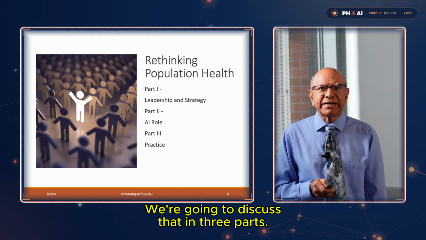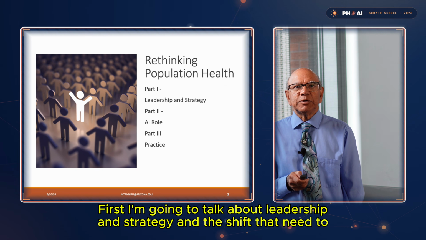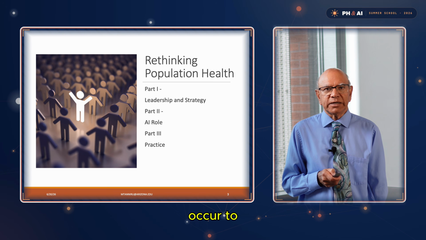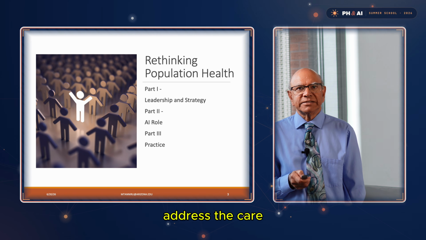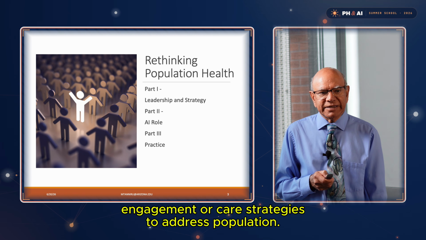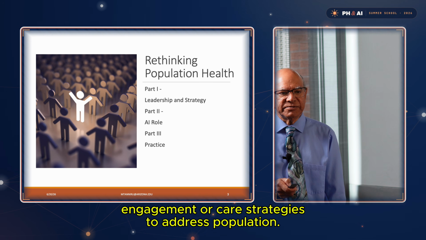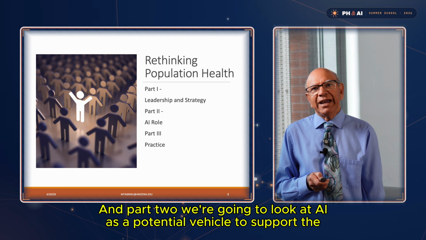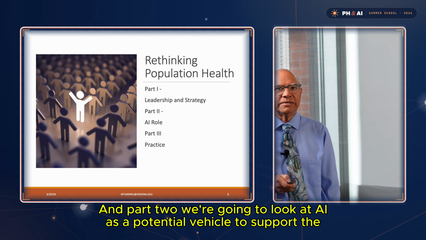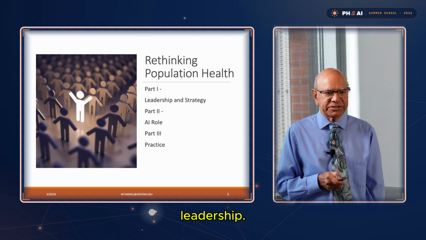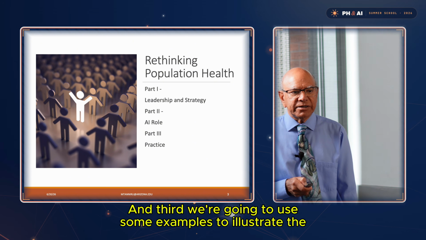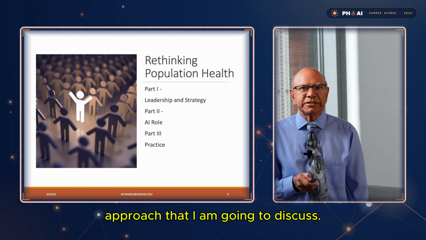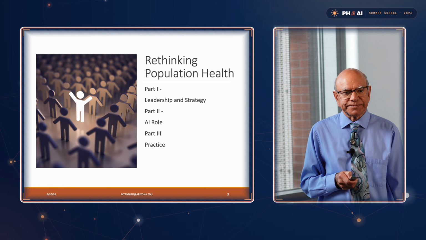We're going to discuss that in three parts. First, I'm going to talk about leadership and strategy and the shift that needs to occur to address the care engagement or care strategies to address the population. Part two, we're going to look at AI as a potential vehicle to support the leadership. And third, we're going to use some examples to illustrate the approach that I am going to discuss.